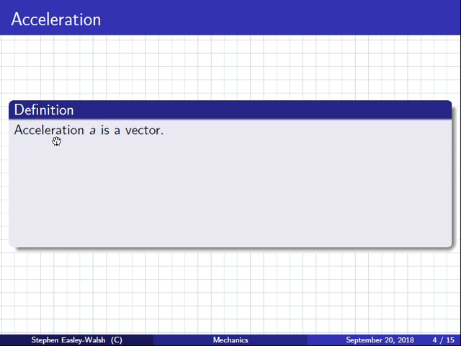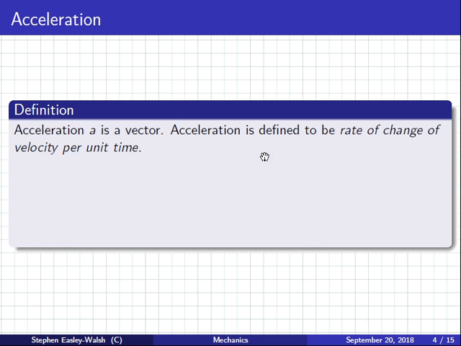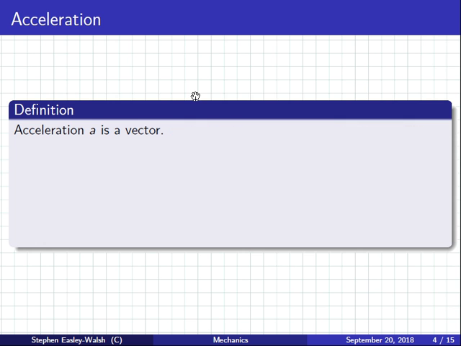Now, acceleration. This is a new word, I think. We haven't said this yet. Acceleration, a, is a vector. A vector means it has direction.